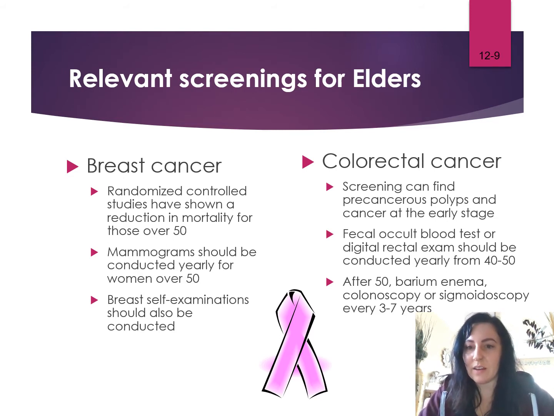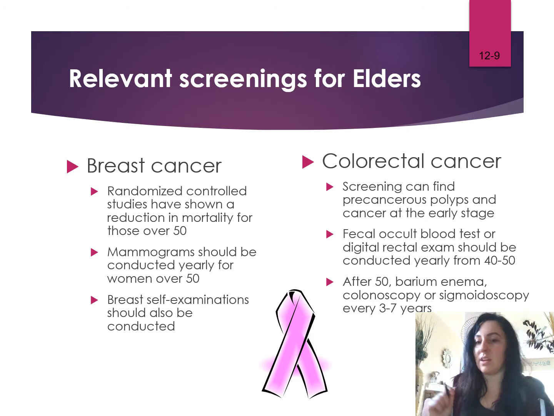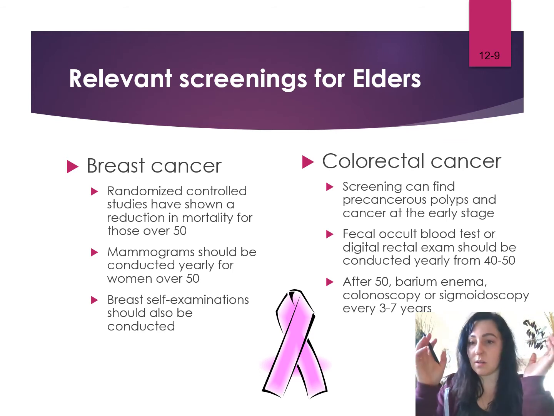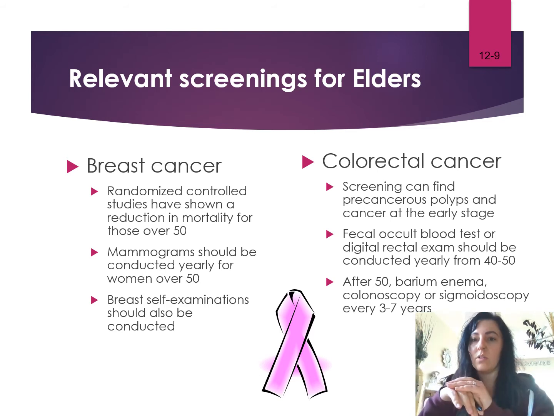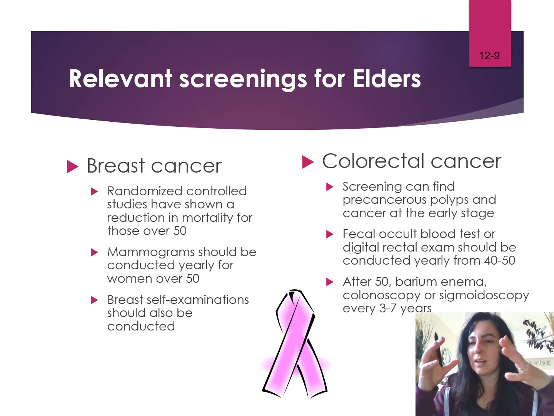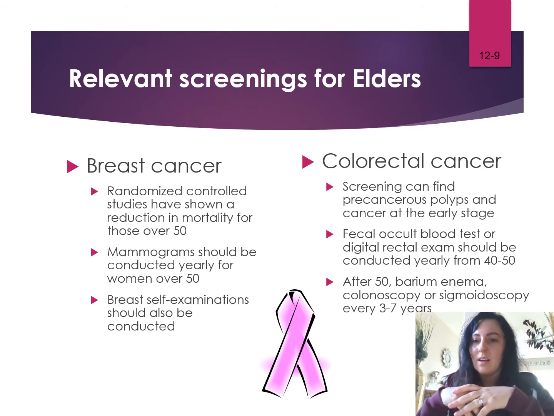Then after 50, barium enemas, and then colonoscopy and sigmoidoscopy should be conducted every 3 to 7 years. So when you're just 40 to 50 years old, you don't necessarily need the colonoscopy or anything like that, unless there's actual evidence from your fecal occult blood test or a digital rectal exam that tells you that you do need more screening just to make sure if this is cancer or not.